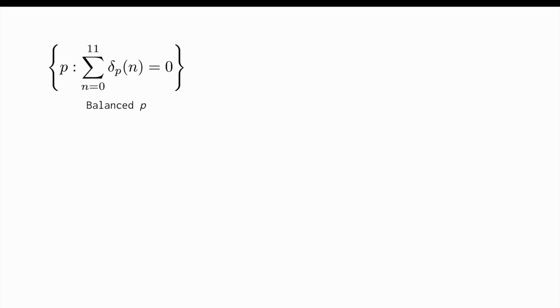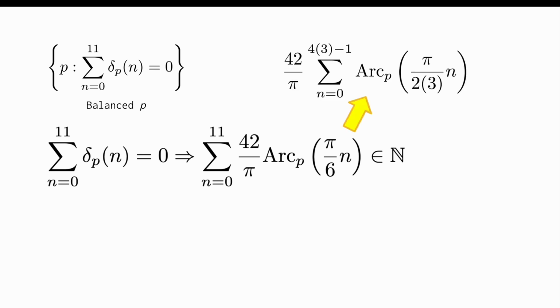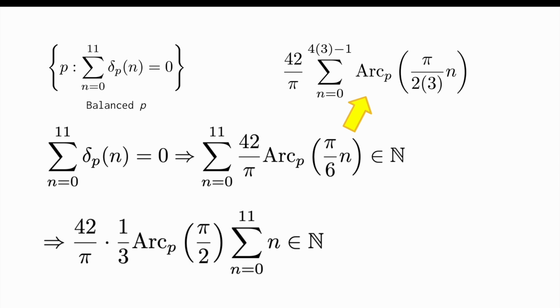Recall that a balanced p is a value of p such that the sum of all the differences between that pth degree Squircle scale and 12 tet is 0. Via the definitions, it follows that this sum must be a natural number. Using the decomposition formula, we can rewrite the right-hand expression, which reveals that arc of pi over 2, and therefore the circumference of the Squircle, is a rational multiple of pi.